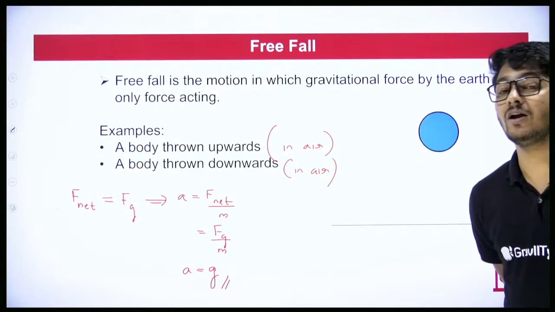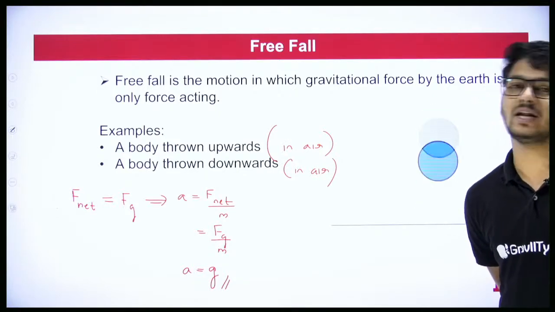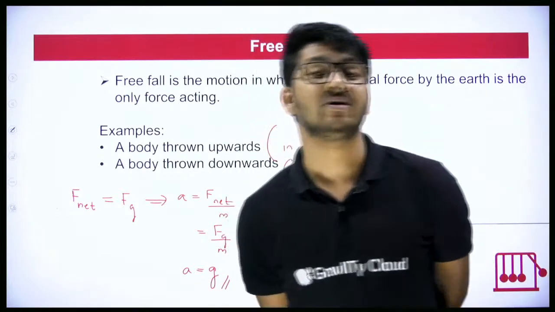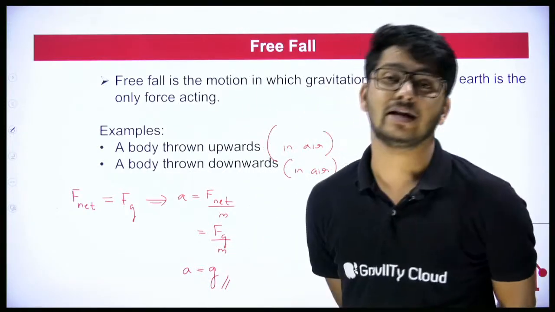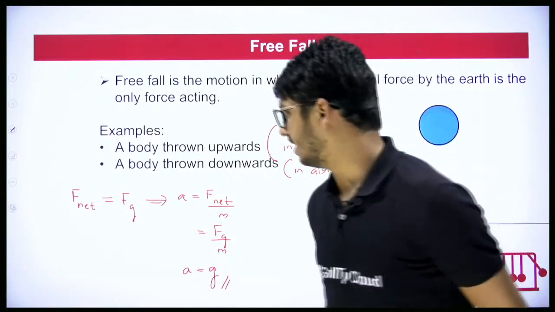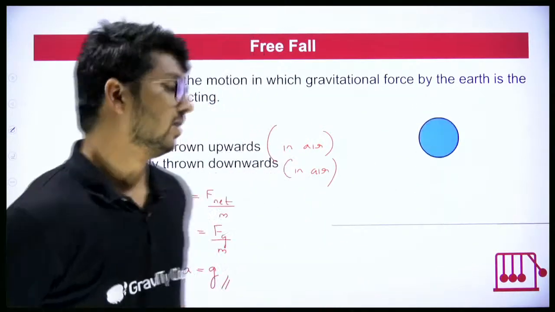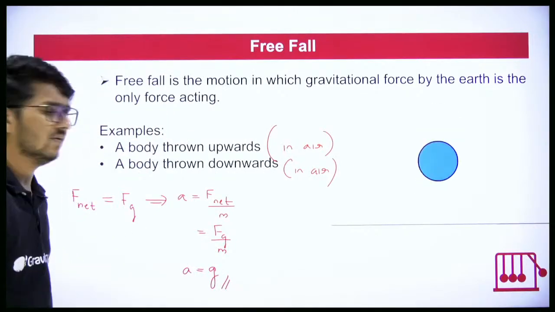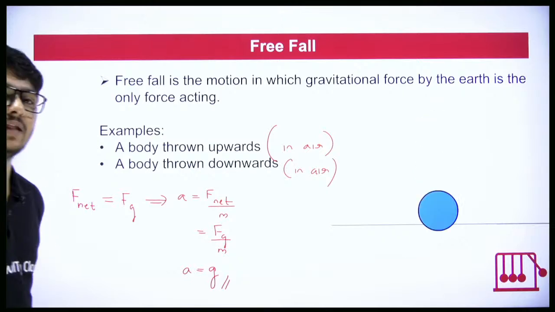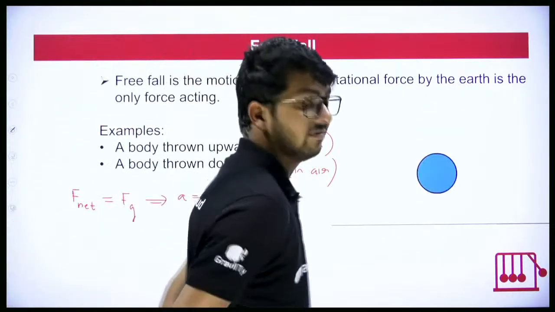So in free fall, we will always know the acceleration. What is the acceleration? It is acceleration due to gravity. You know the value, 9.8 meter per second square. That is a speciality of what? Free fall. Clear? Good. We'll discuss some important points regarding that. Before that, let's watch a video. Okay, in fact, two videos.